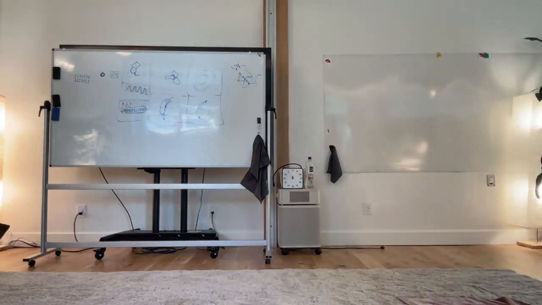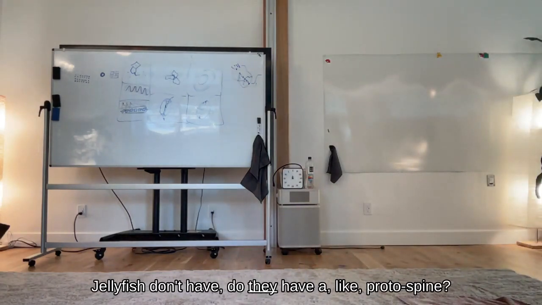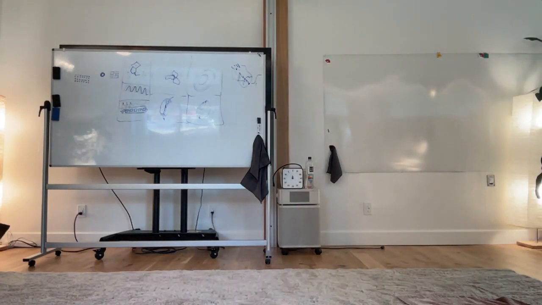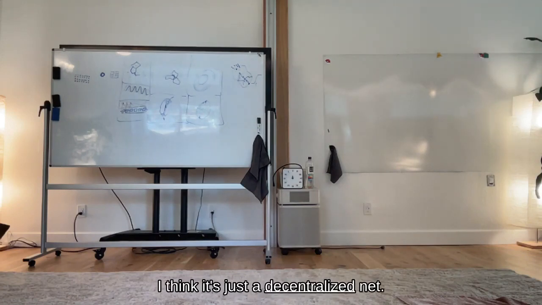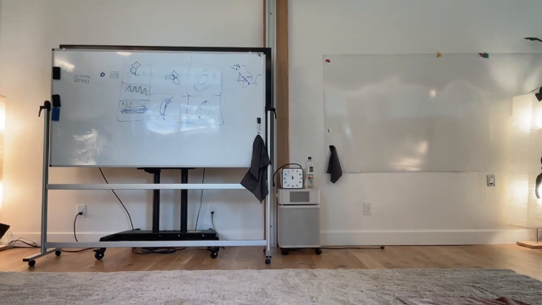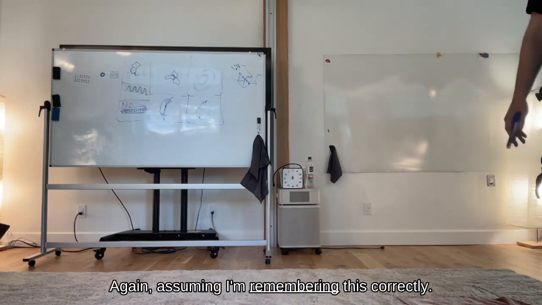Okay. Jellyfish, do they have a proto-spine? I don't think so. I think it's just a decentralized net. Again, assuming I'm remembering this correctly.